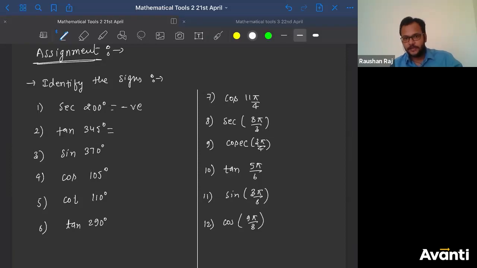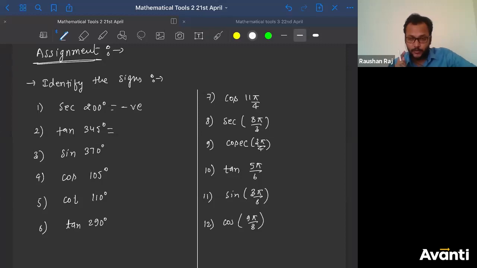Chalo, next. Tan of 345 degrees. In which quadrant this angle will lie? And again, I'm going to tell you. 0 to 90, first quadrant. 90 to 180, second quadrant. 180 to 270, third quadrant. And 270 degree to 360 degree, that means fourth quadrant. This is 345, less than 360 and greater than 270. That means fourth quadrant we are talking about.